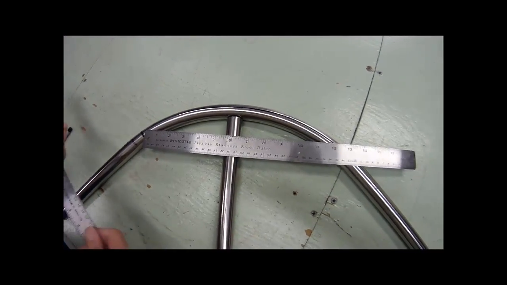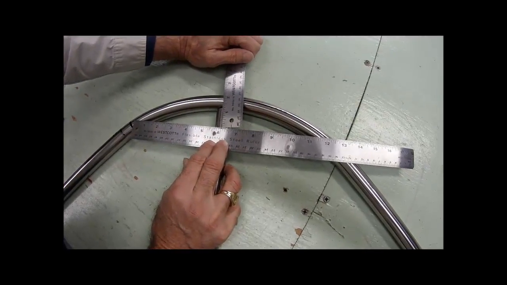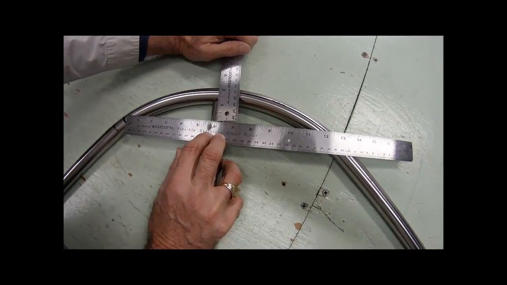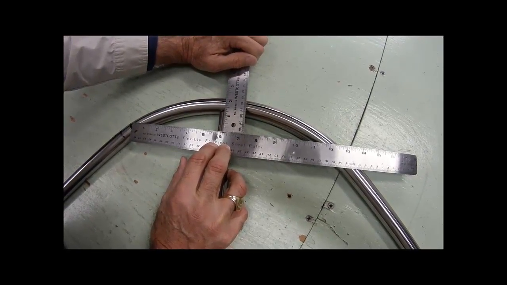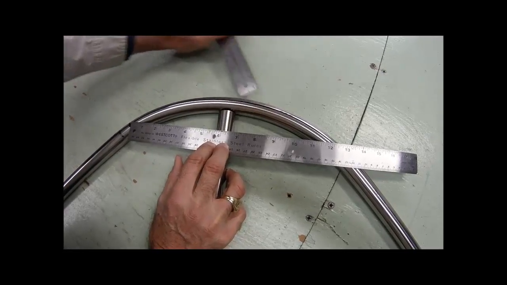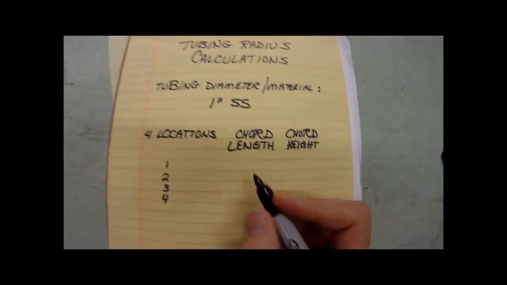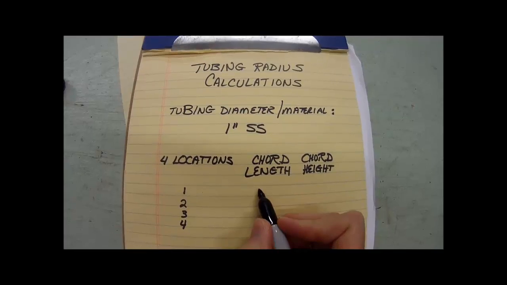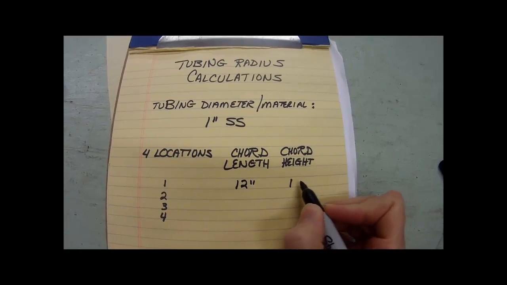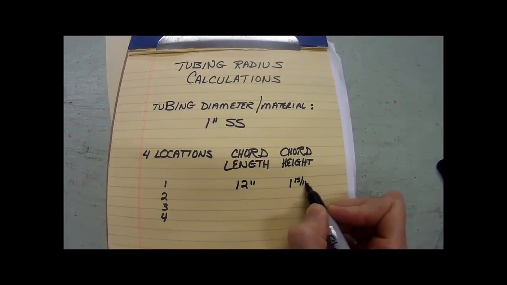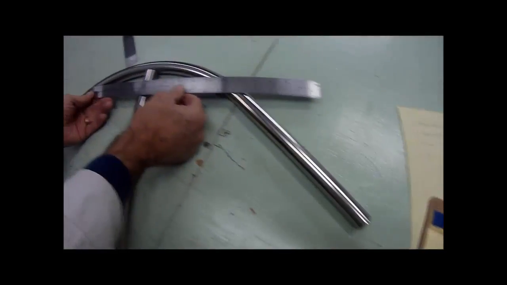At half of that, or 6 inches, we're going to measure straight up from this point at 6 inches, and I'm going to read that mark. So we got 12 inches, and I'm going to say it's 1 15/16. So we want to go ahead and write down those two measurements. For location 1, it's a chord length of 12 inches and 1 15/16 of an inch.